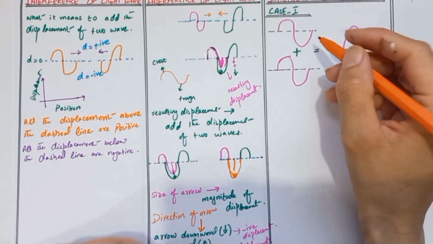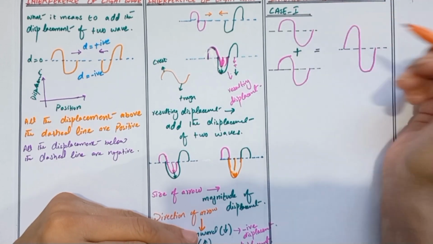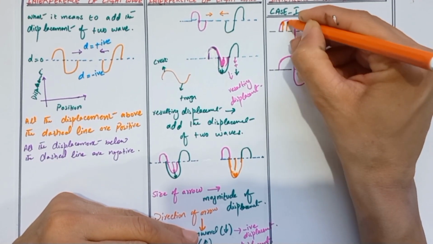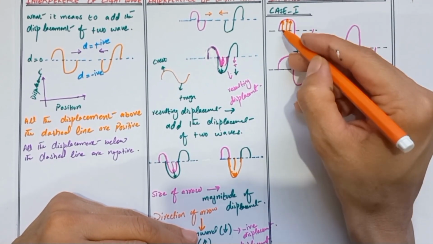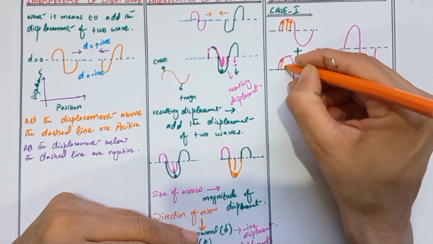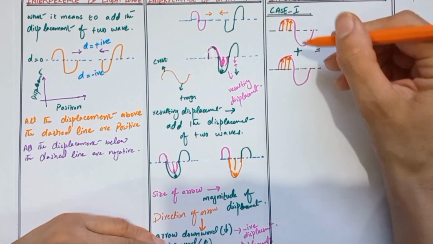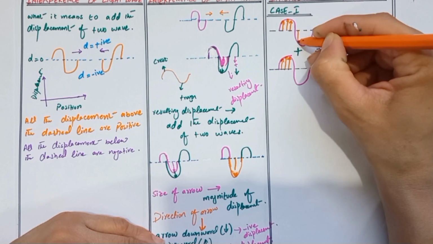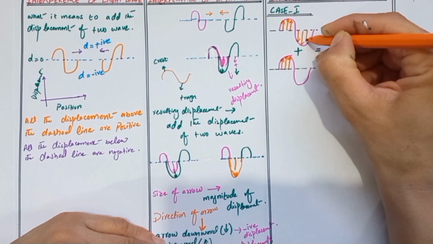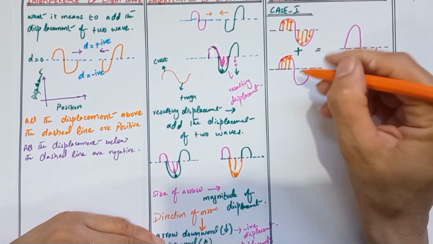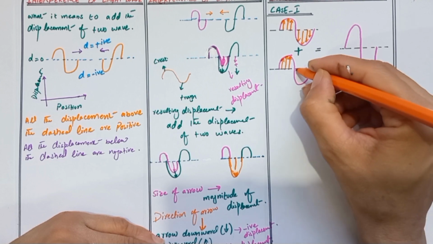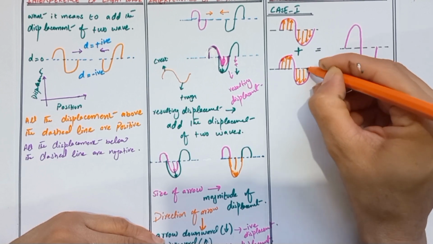Now we discuss case 1 of the interference of light waves. See what happens when the displacement of each wave has the same sign. Here the sign of the displacement is in the upward position, and the size of the arrow represents the displacement of the wave. Here the direction of the arrow is downward, and here also the direction of the arrow is downward.